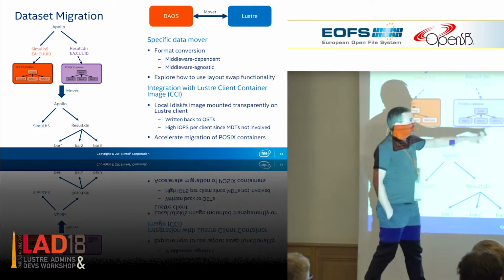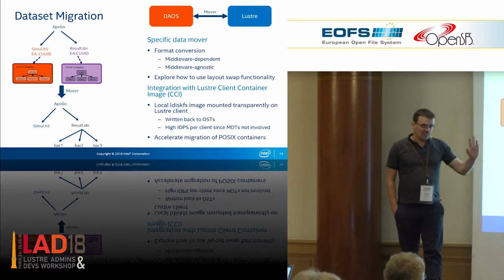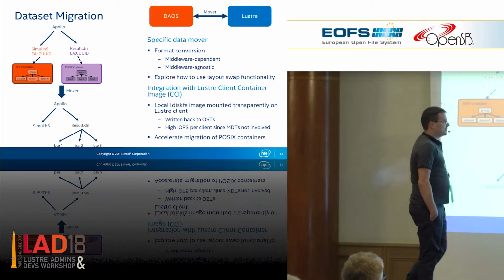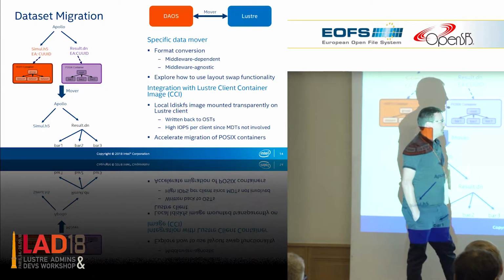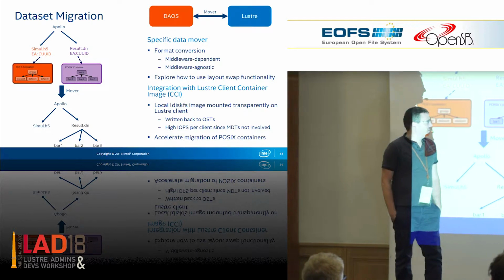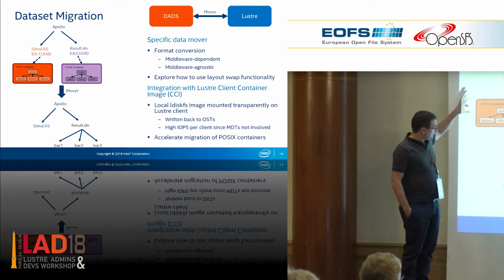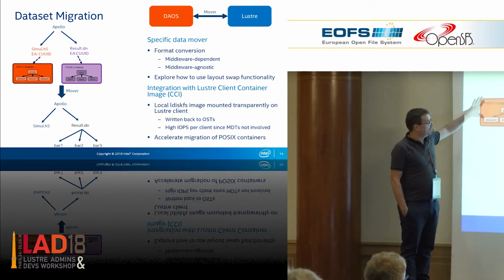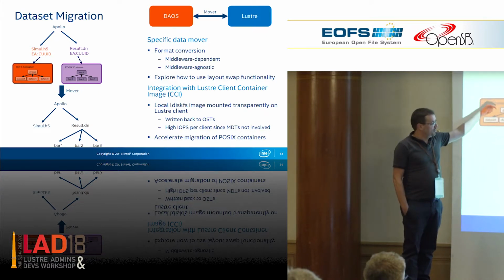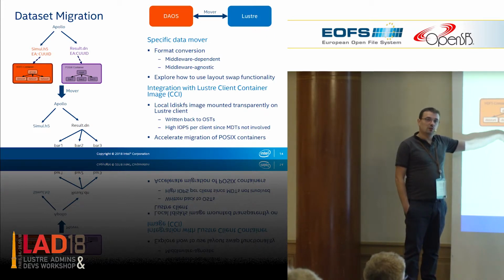We are also exploring how to use effectively the layout swap functionality to implement this data mover and to have atomicity when doing data migration. And I think another feature that was discussed for quite some time is this Lustre client container image, CCI, that maybe Andreas will talk about a little bit later. It addresses one of the common issues we have with migration, that we potentially have a huge amount of files to move from one tier to the other one. At that point, the migration requires a lot of MDT operations. We're going to have to send MDT operations over the wire for every file creation.